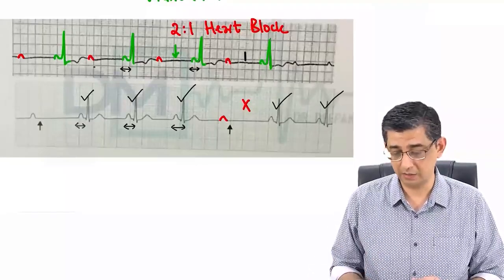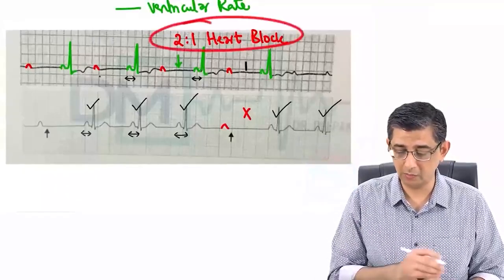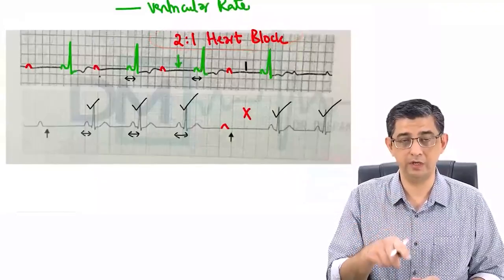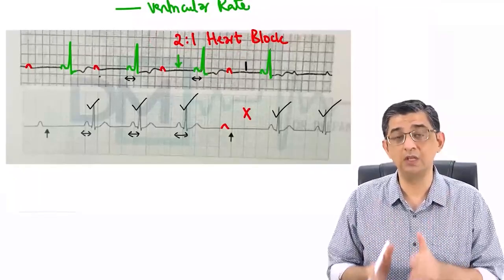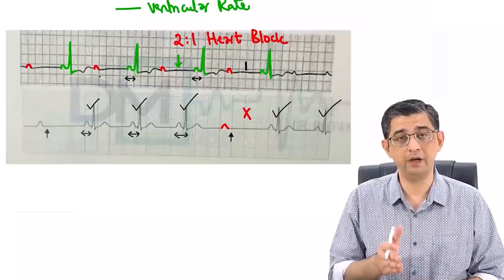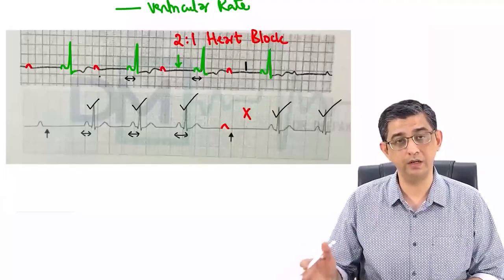So the words, the English words, in the first image that I'm currently marking, 2:1 heart block, are conducted, non-conducted, conducted, non-conducted, alternatively. The word is alternatively. Whereas inferiorly, you are noticing it is conducted, conducted, conducted. Then there's a drop. Conducted, conducted, conducted, and then there's a drop.